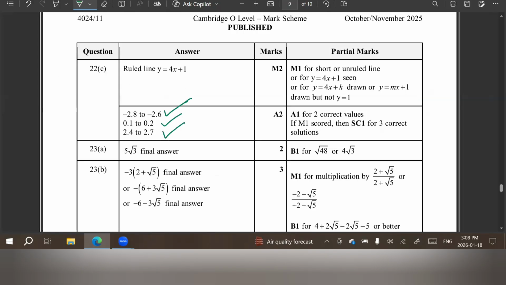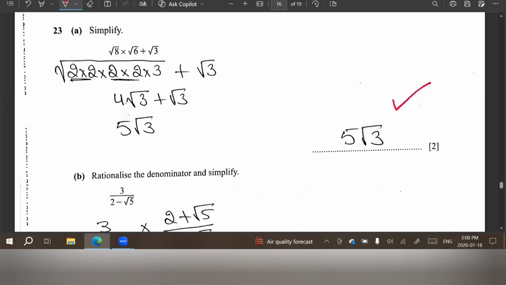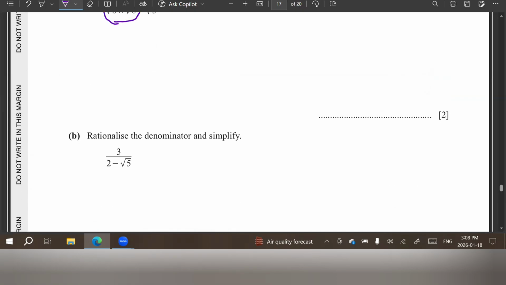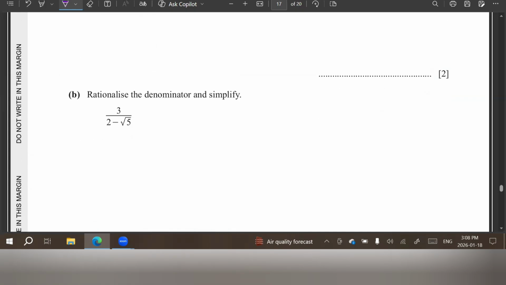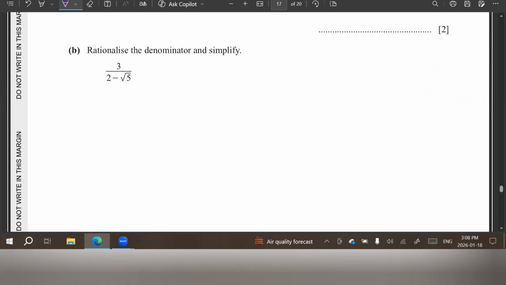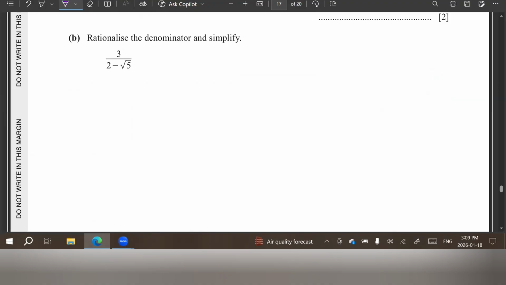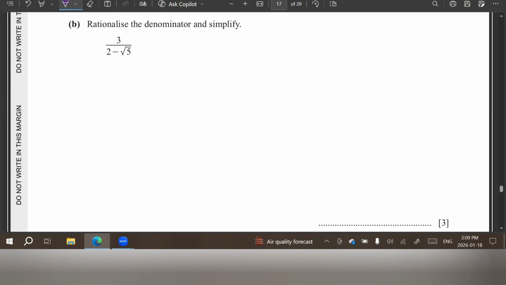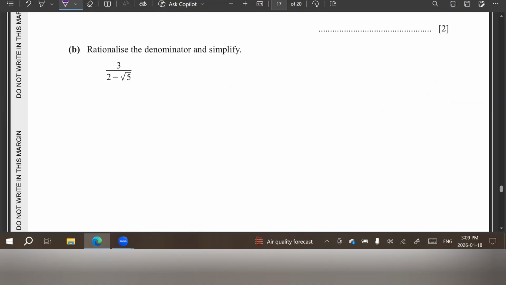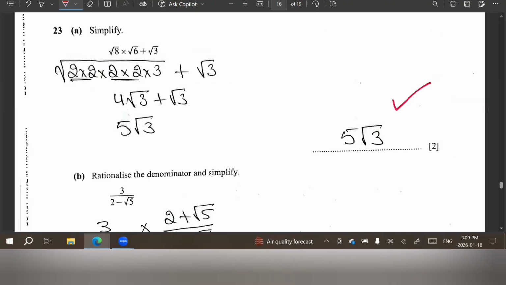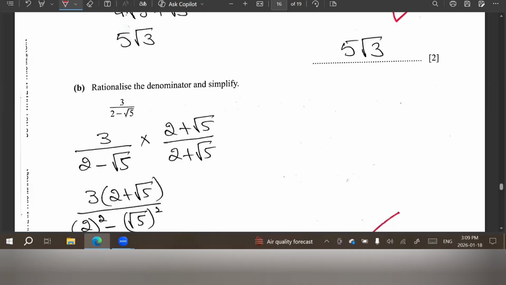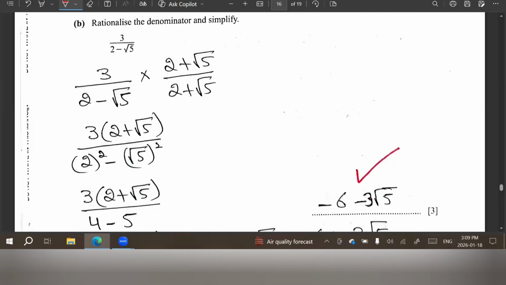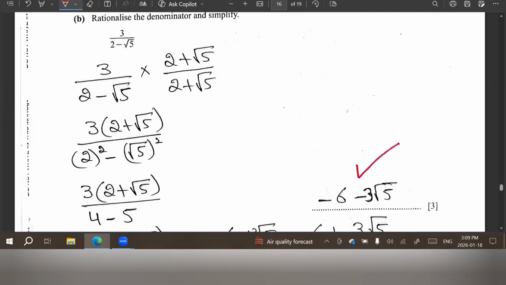Okay, so then we have the B part here. They want me to rationalize the denominator and simplify. It's a 3 marks question. Whenever this question comes in front of you, you will change the sign. You will find its conjugate, multiply with the conjugate, and divide with the conjugate. Let me show you what I'm saying. I will change this negative sign, so 2 plus under root 5, you multiply with it and you divide with it.